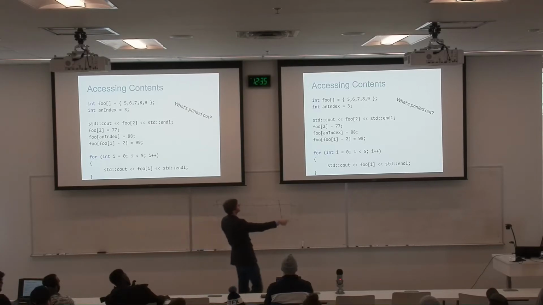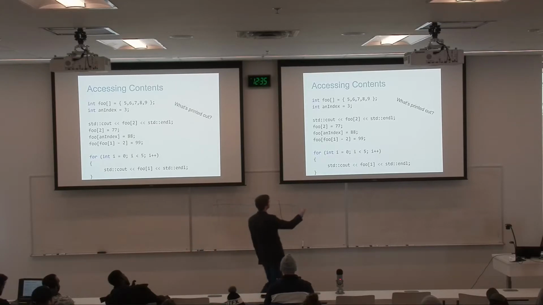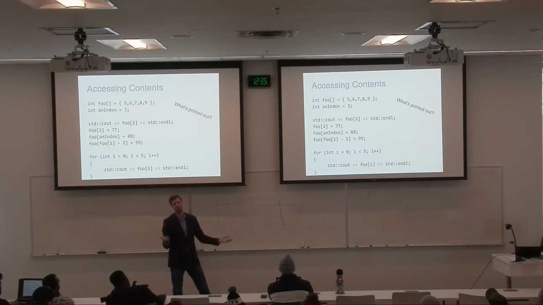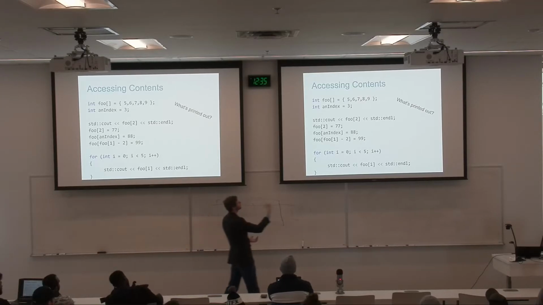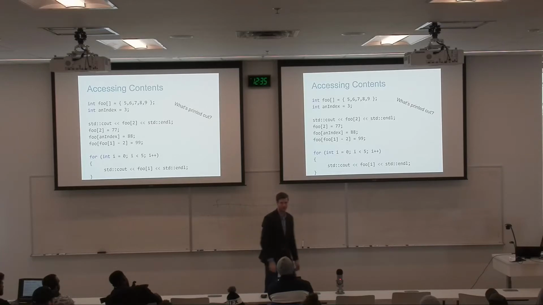Foo at n index, well, n index is 3, so that's the 8. Turn the 8 into 88, I guess. And then last, being weird, but foo at location, okay, what's foo at 1? 0, 1, that's 6. What's 6 minus 2? 4. So foo at location 4 becomes 99. And what's 4? 0, 1, 2, 3, 4, that's the 9. 99.